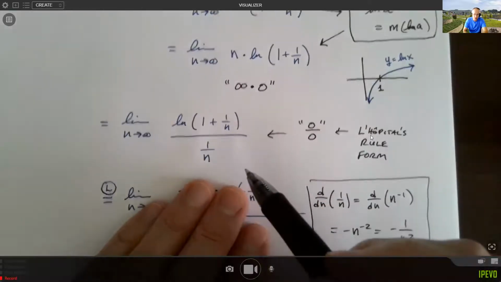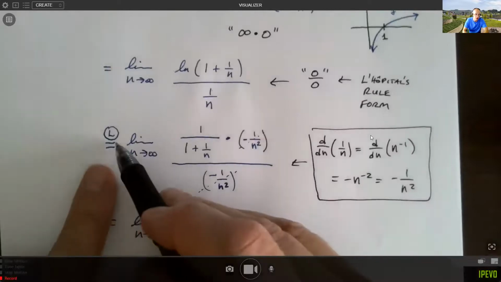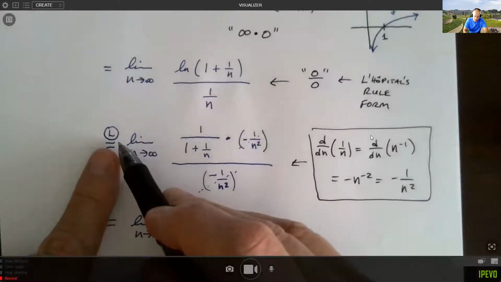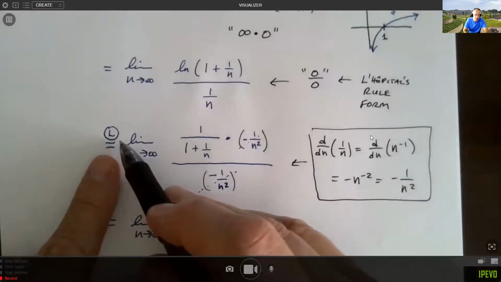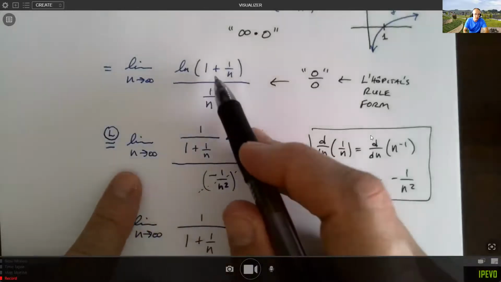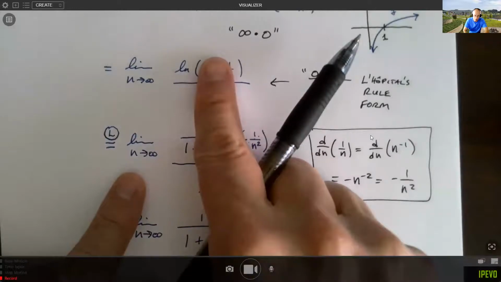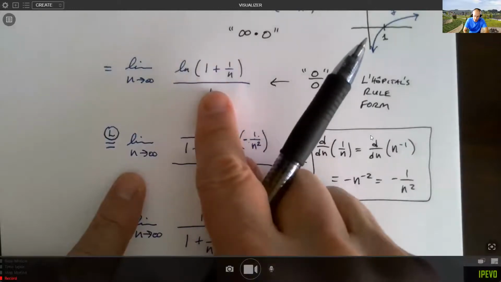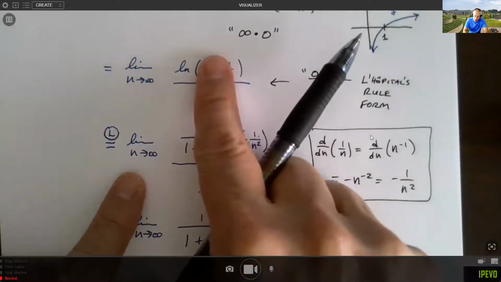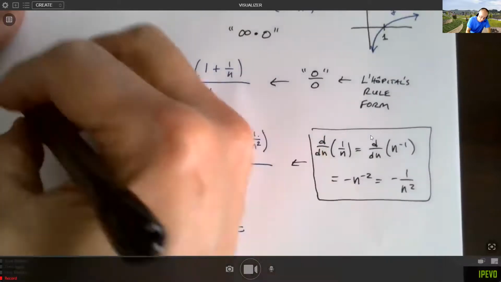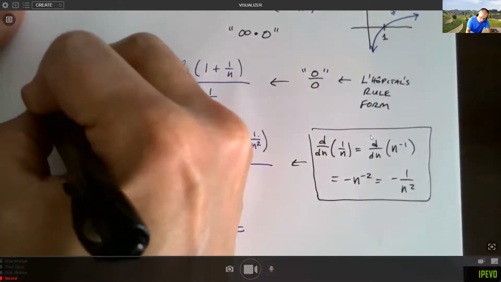So I'm going to use L'Hopital's rule. When I do that, I like to put a little L over the equal sign, and you should do that if you're using L'Hopital's rule, to indicate where you use it. So I take the derivative of the top. That's a little tricky. It's the natural log of the quantity 1 plus 1 over n. So there's a composition, and so we have to use the chain rule. We've got a chain rule going on here.